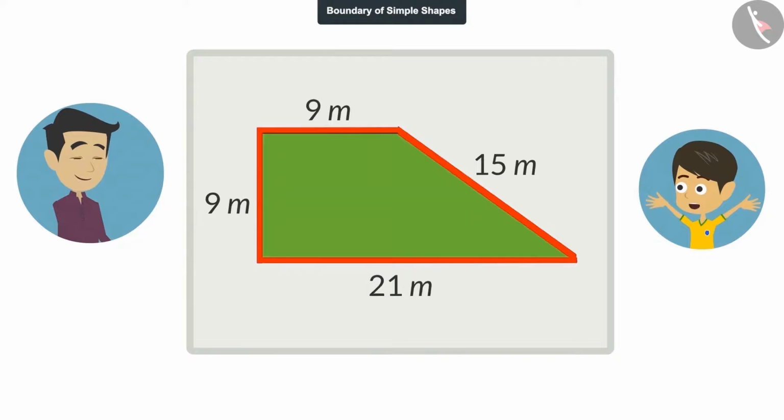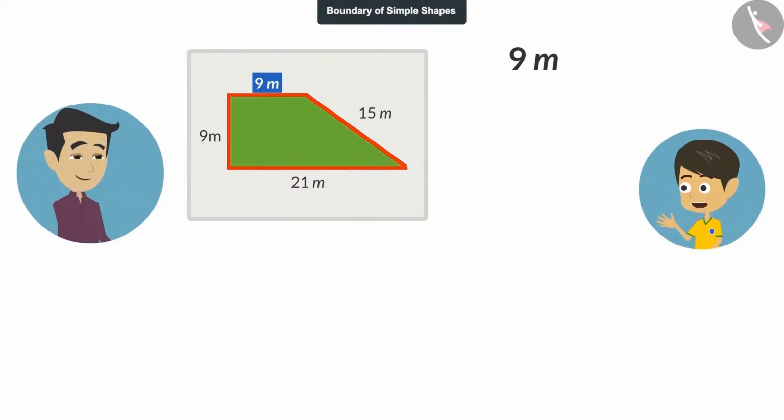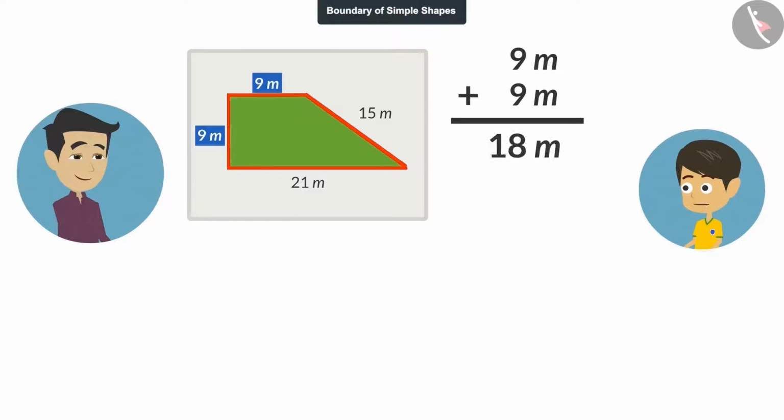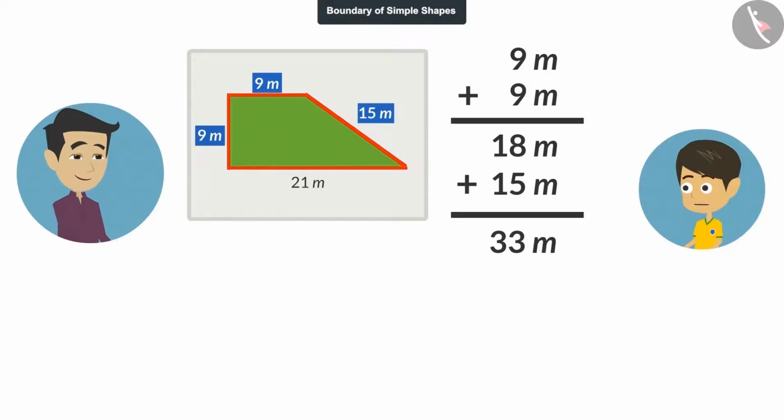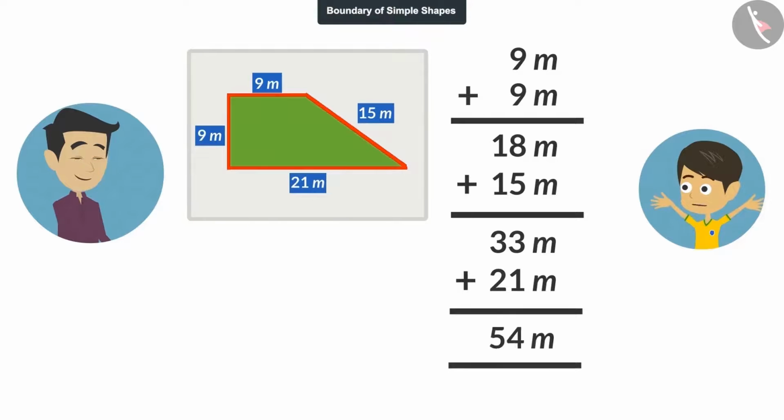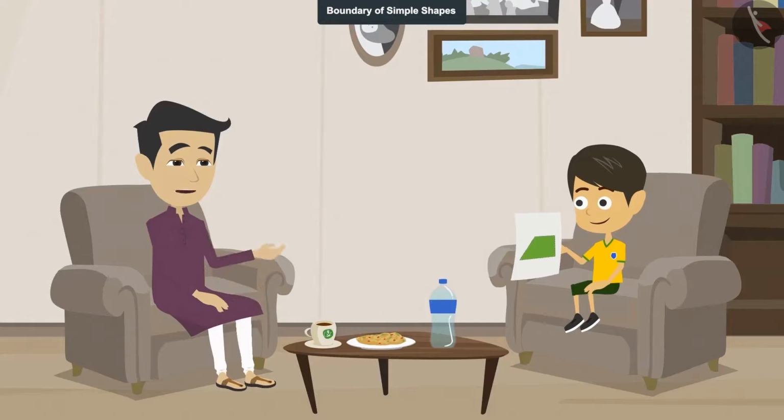By adding these, I will get the length of the field's boundary. If you add 9 meters to 9 meters, the answer will be 18 meters. If we add 15 meters to 18 meters, the answer will be 33 meters. And if we add 21 meters to 33 meters, the answer will be 54 meters. That means the boundary of this field is 54 meters. Yes, Reyansh, you are right.